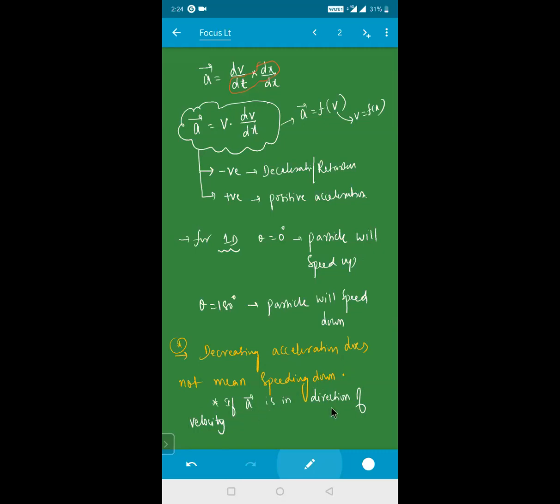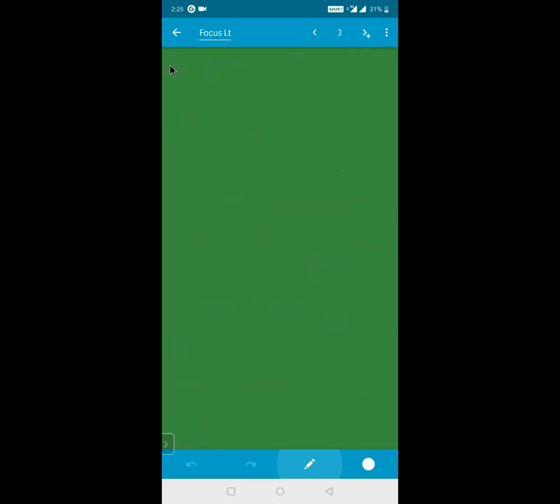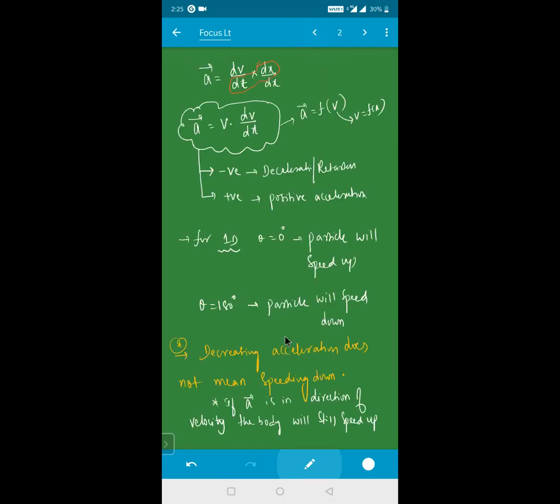Like say, if acceleration is in the direction of velocity, then the body will still speed up even if acceleration is decreasing. See the condition quickly, what am I saying? If a is in the direction of velocity, acceleration is in the same direction, and the velocity of the body is also in the same direction.